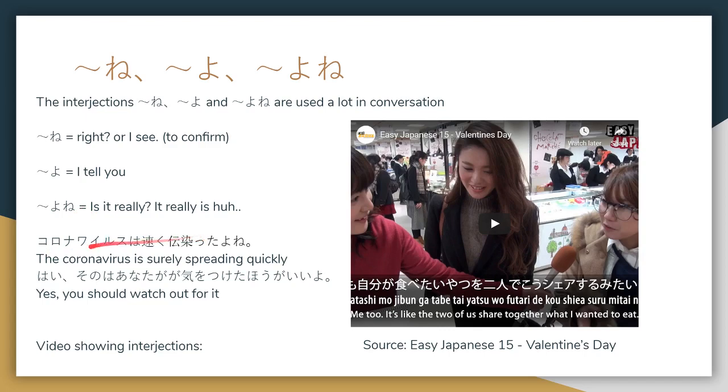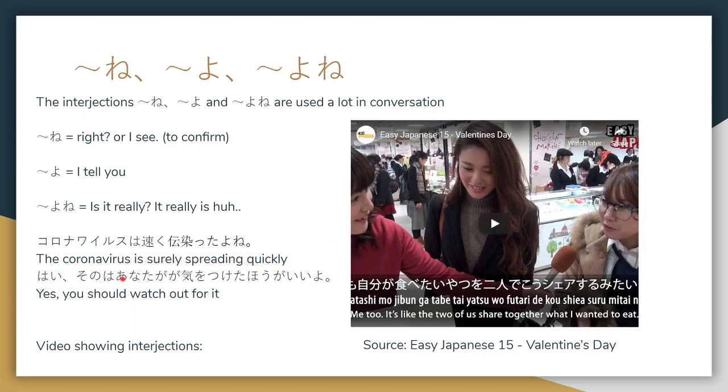So I have a sentence right here. You don't have to know any of this kanji or anything. You do have to know the yone part and the yo part though. Coronavirus wa hayaku usuta yone. That means the coronavirus is quickly spreading. I should say all, but wa is more prevalent, I guess. Or I could use ga as well. Coronavirus wa hayaku usutta yone. Coronavirus is surely spreading quickly.